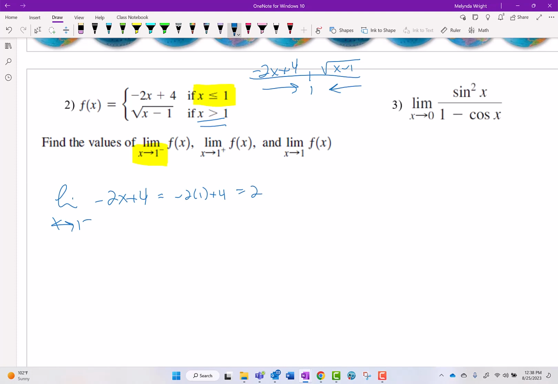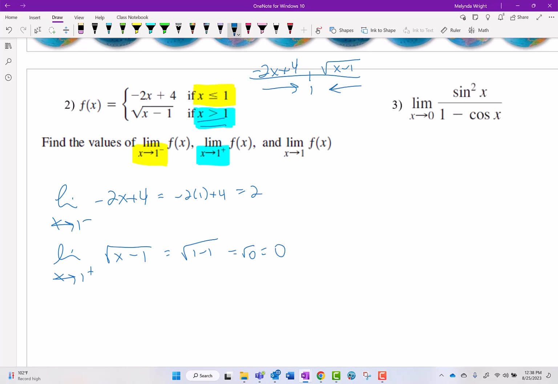Okay? Now let's focus on the one coming from the right. The one coming from the right is going to be from the big side, right? You're bigger than 1, so you're coming from the right. So we've got the limit as x goes to 1 from the right, and we're going to use that bottom piece of the piecewise. So we substitute a 1 in there, and we get the square root of 0, which is 0.